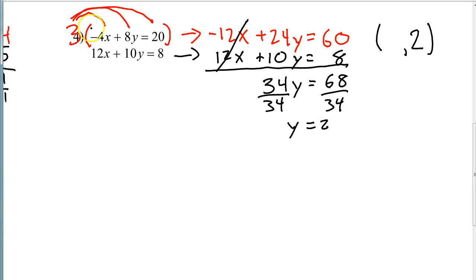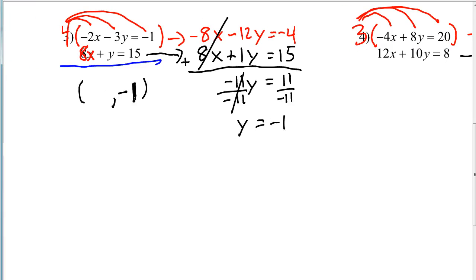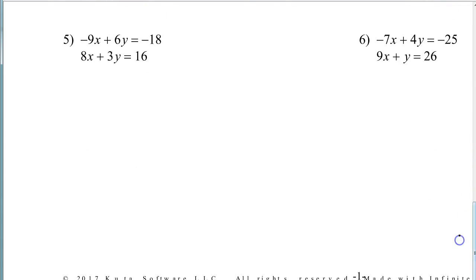So both of those we multiplied on the top. Let's look at the next two where you're going to multiply the bottom. Not that it makes a difference. If I just switch the order of these two equations, it doesn't change the answer, right? So you can multiply the top or the bottom. The order here is not important. All right, number 5.